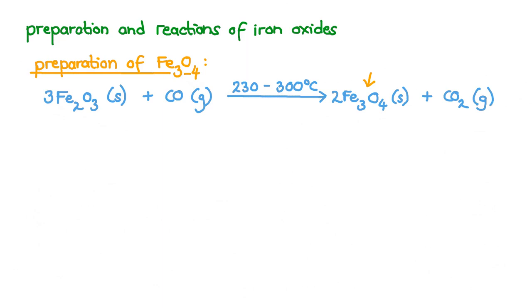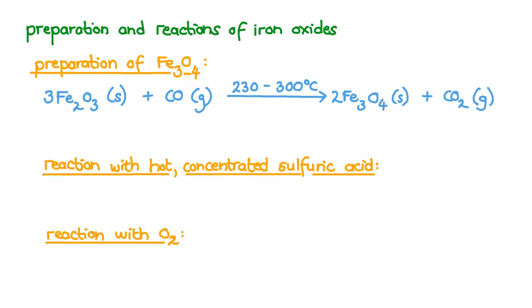You might be wondering if this oxide could not more easily be produced by just reacting iron with oxygen from the air. And yes, it can. But we will not look at that reaction equation here. The last 2 equations that we will look at in this video are the reactions of the iron 2,3 oxide. The first one is its reaction with hot concentrated sulfuric acid, and the last reaction with oxygen.